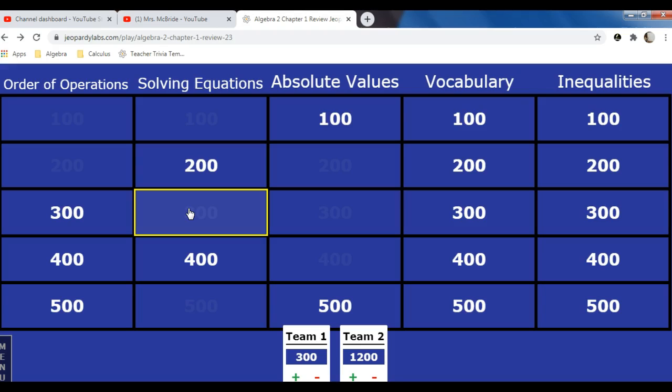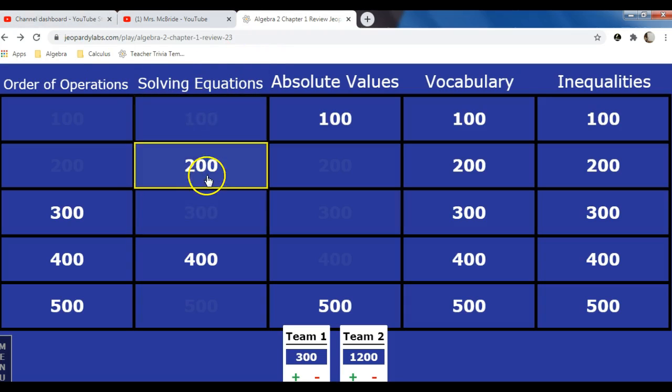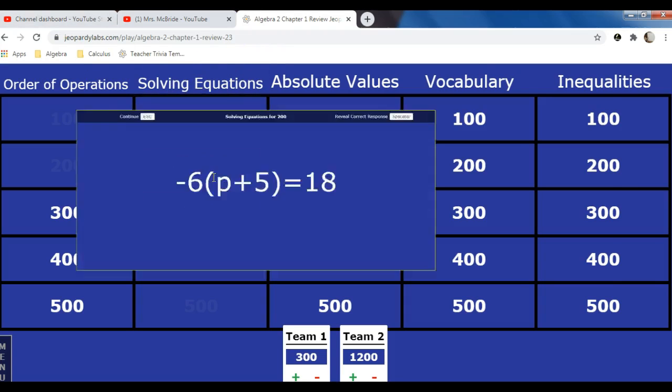Yeah, but there's 4 500 questions. Like, if you did any of those 500s, the game would turn. Lindsay, Joseph, let's go. Lindsay, category and points. Okay, solving equations for 200.